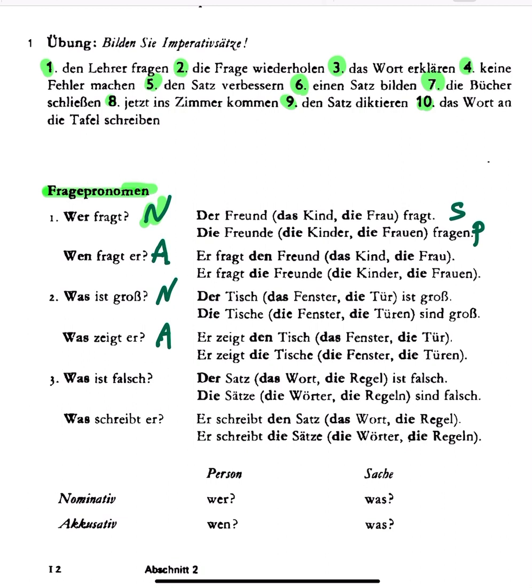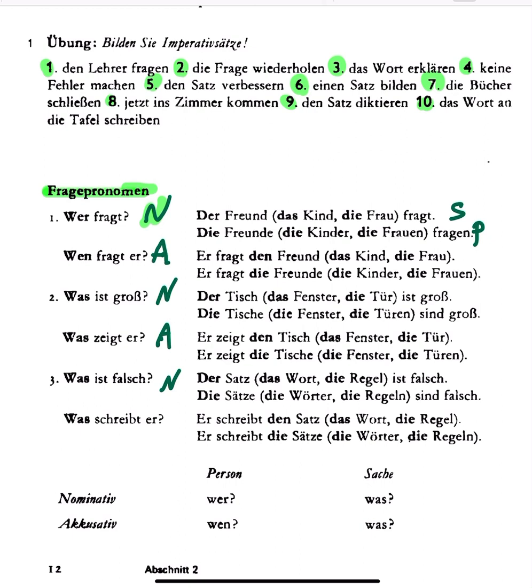What is falsch? What is wrong? It is nominative. Der Satz ist falsch. Das Wort, die Regel ist falsch. The sentence, the word, the rule is wrong. Die Sätze, die Wörter, die Regeln sind falsch. The sentences, the words, the rules are wrong.